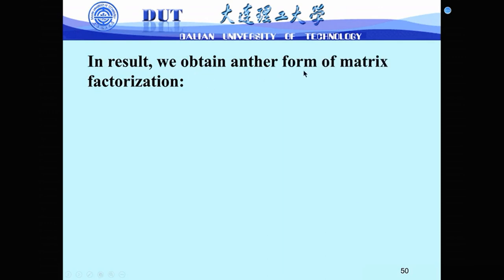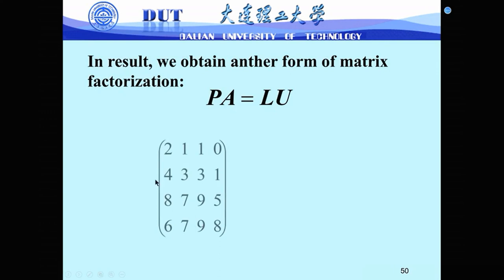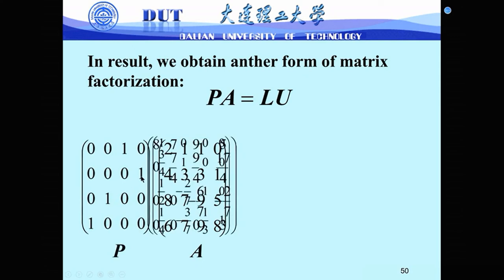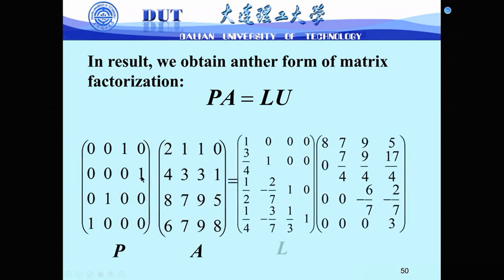we obtain another form of matrix factorization: PA equal to L multiply U. It's okay? This is the original matrix A. Now we don't obtain the LU factorization directly by Gaussian elimination. We use partial pivoting. So that means in each step, we choose a new pivot. So we multiply P1, P2, P3, right? Denoted by P. Then that means P multiply A equals L multiply U.